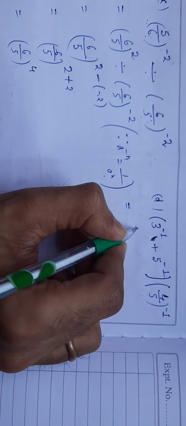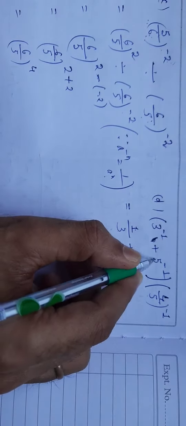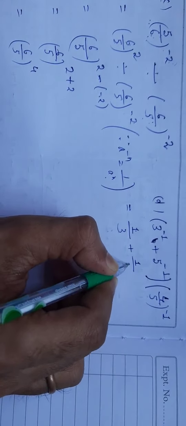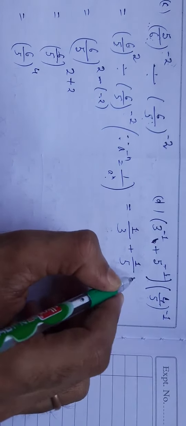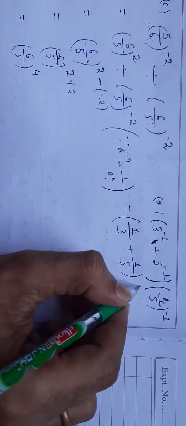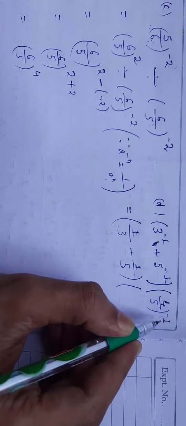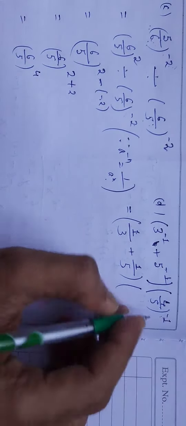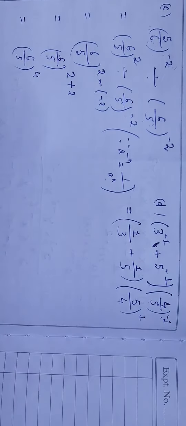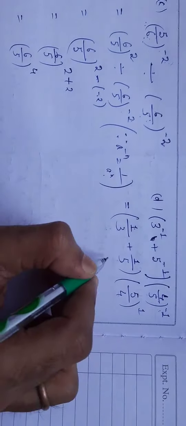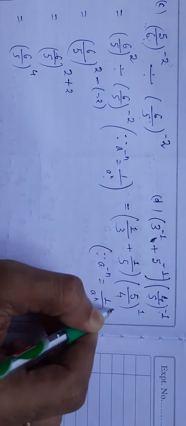3 to the power minus 1 can be written as 1 by 3, since a to the power minus n is 1 by a to the power n, plus 5 to the power minus 1 can be written as 1 by 5, within a bracket. And inside another bracket it is also a to the power minus n formation, so we can convert that into the 5 by 4 part, that is 5 by 4 to the power plus 1, right? So this all goes by, since a to the power minus n equal to 1 by a to the power plus n.